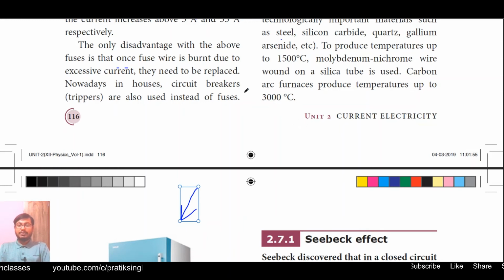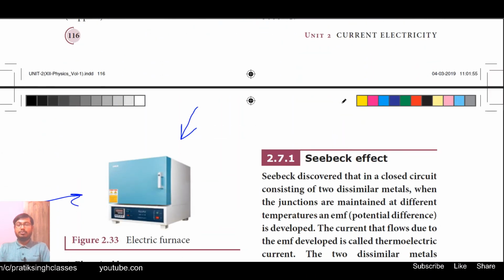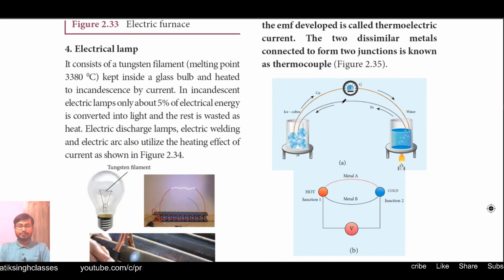To produce temperatures of up to 1500 degrees Celsius, molybdenum nichrome wire wound on a silica tube is used. Carbon arc furnaces produce temperatures of up to 3000 degrees Celsius.